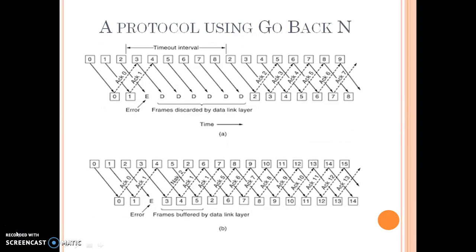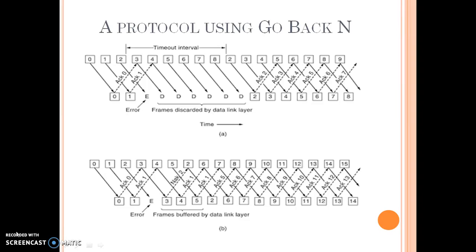Now, let us move to our next protocol, that is a protocol using go back N. Pipelining frames over an unreliable communication channel raises some serious issues. First, what happens if a frame in the middle of a long stream is damaged or lost? A large number of succeeding frames will arrive at the receiver before the sender even finds out that something is wrong.